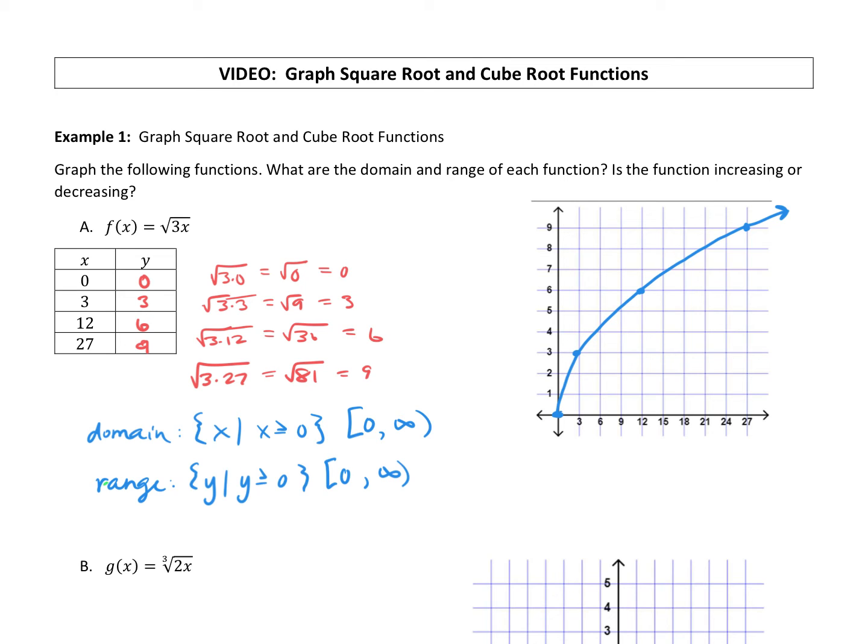And then is the function increasing or decreasing? So we approach the function from the left, and then as we follow it along, continuing to the right, are we increasing or decreasing? And this is increasing the whole time. So the entire function is increasing. So that's what a square root function looks like. And again, it's not continuing forever in two directions because we're limited in what we can square root.